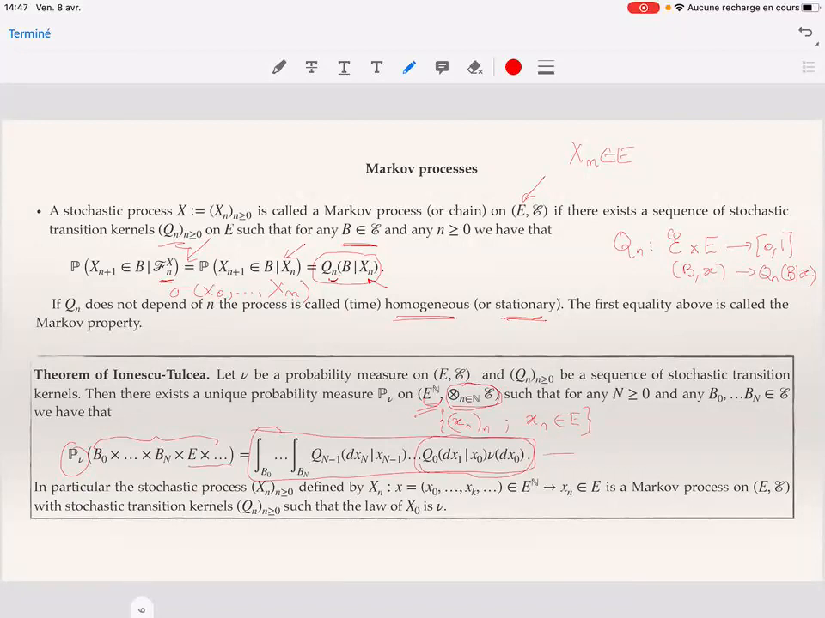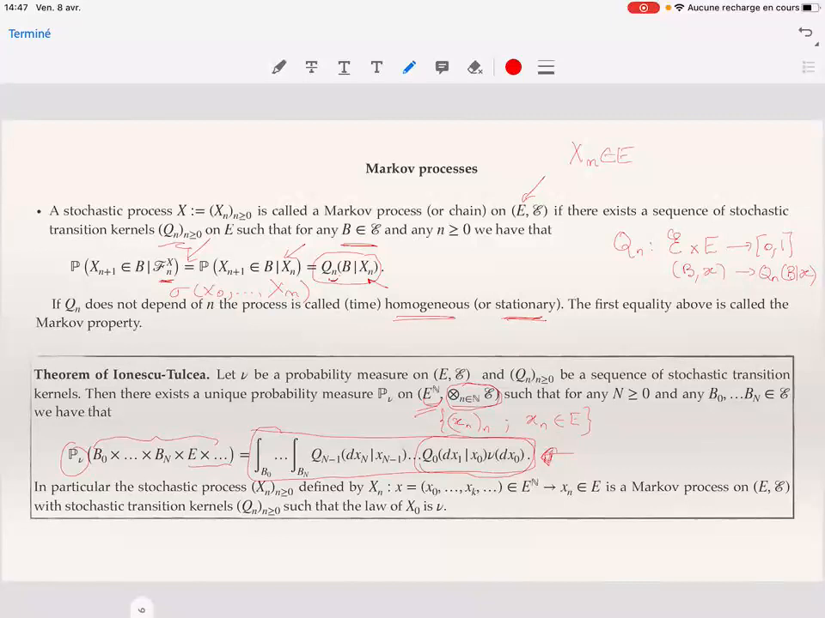And of course, if you see this formula, you understand why in the definition of the transition kernel it was very important to assume the measurability conditions that I mentioned. Two properties: first, that when you fix the variable x, Qn is a probability. But then we also assume that when you fix the set B, Qn(B given x) is measurable with respect to x. It is necessary because otherwise you cannot make the integration. And so here is the existence of this probability P nu, which depends on nu and also on Qn, of course.